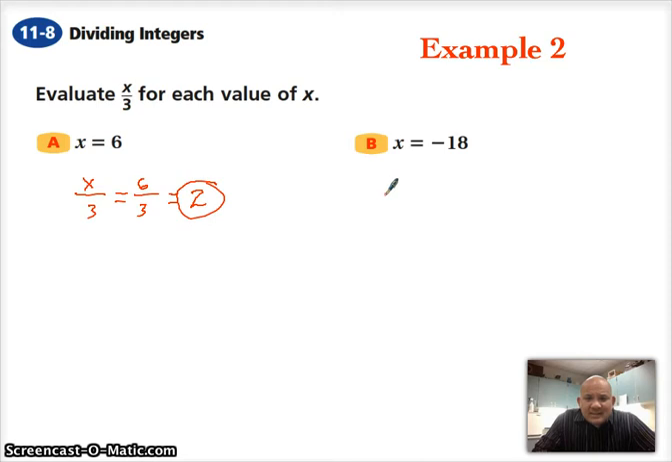For b, x equals negative 18. I'm going to go ahead and write down the expression again with the variable x divided by 3. Next, I'll substitute the x with a negative 18 and divide that by 3. It's a negative divided by a positive, two numbers with unlike signs, which results in a negative number. So I'm going to put the negative in there right away. Then, acting as if these two numbers were positive, 18 divided by 3 is 6. The answer, negative 6.